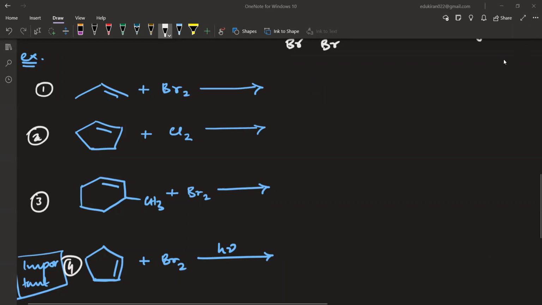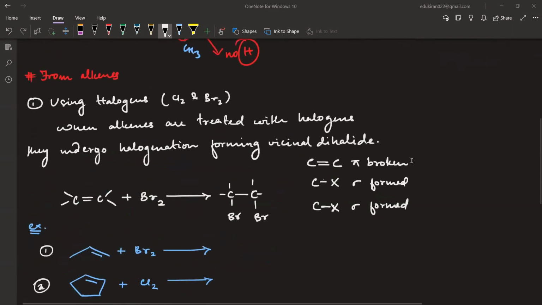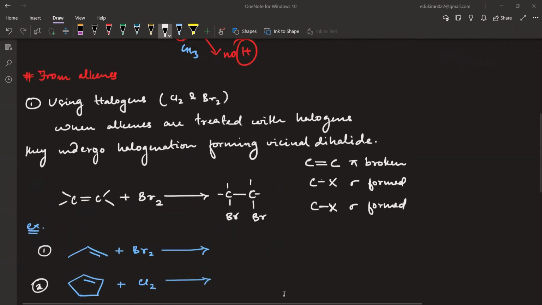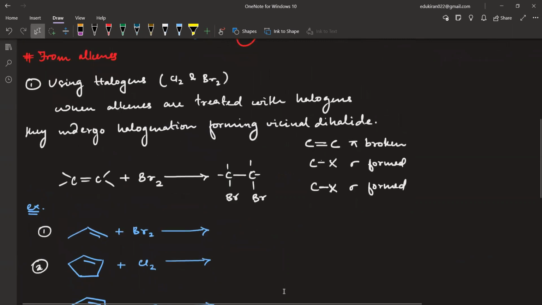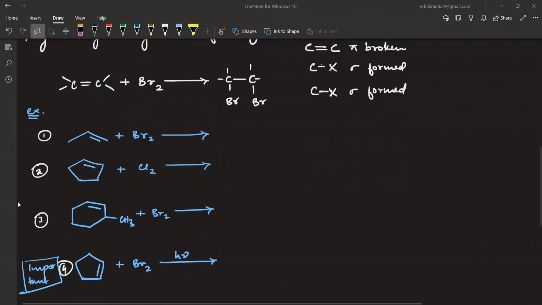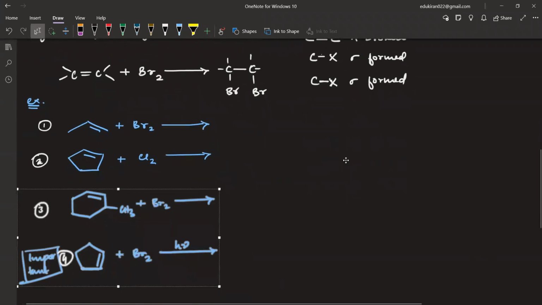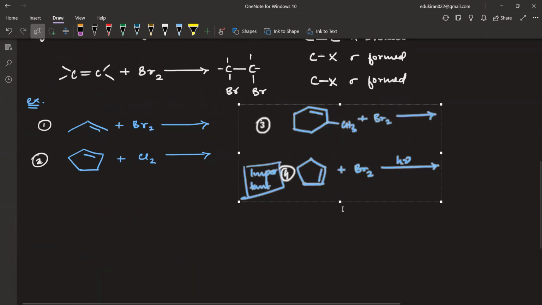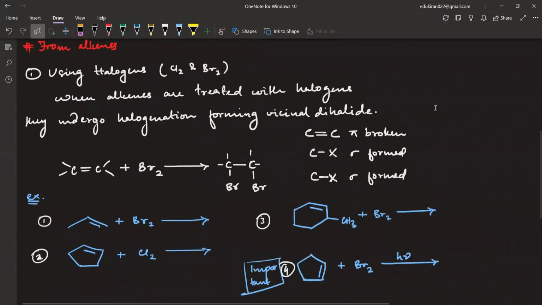Meanwhile, Sahal, can you please write this down? From alkenes, you have started a new method of preparation. I'll just write it once again. Sir, can you show the fourth question? Wait a second, Sahal. Let me keep this here. Visible now, Umar? Yes, sir.